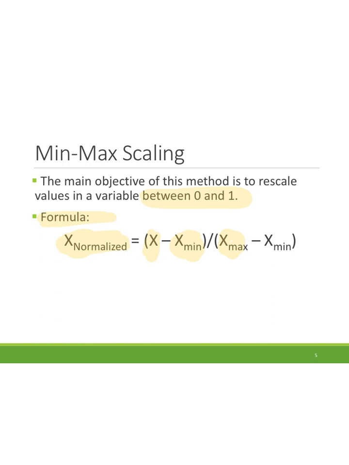So X is my data minus the minimum value of that column, and we are going to divide this whole difference by the max value of that column minus the minimum value of that column. So this is my formula to rescale or normalize our data between 0 and 1.